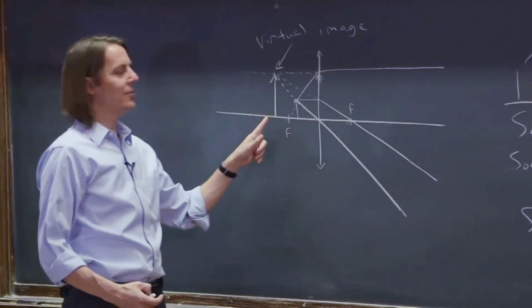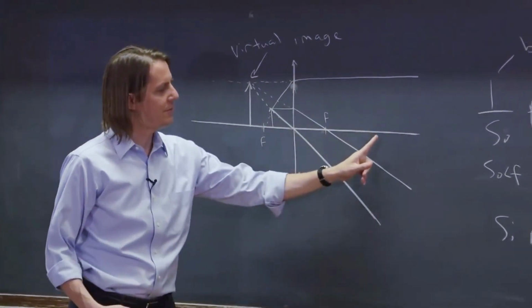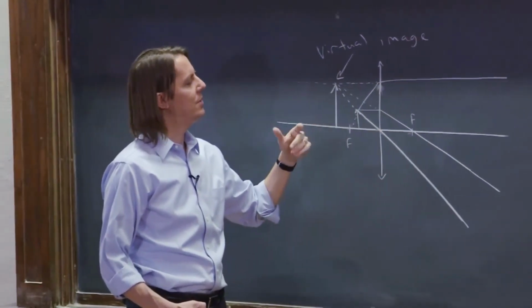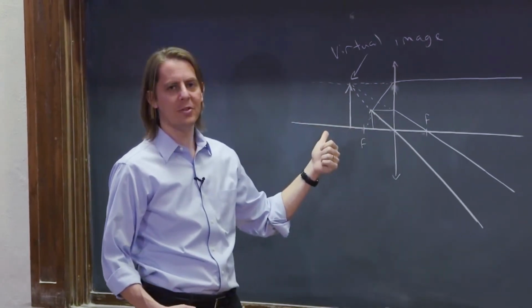If SI is negative, the image distance is negative. What does that mean? That means it's on this side, right? The image distance is positive on that side of the lens. It's negative on this side. So when the image distance comes out negative, that means you have a virtual image on this side.